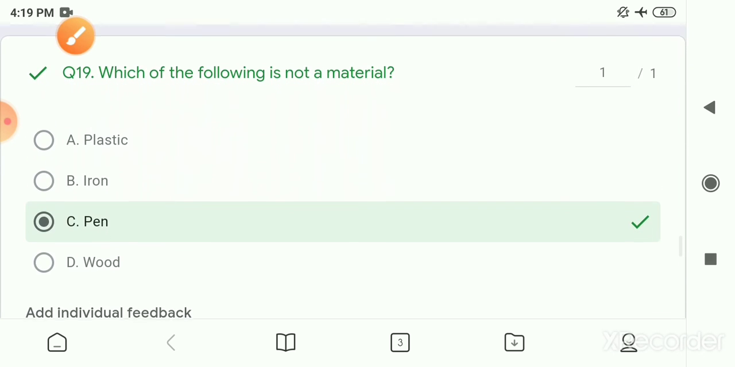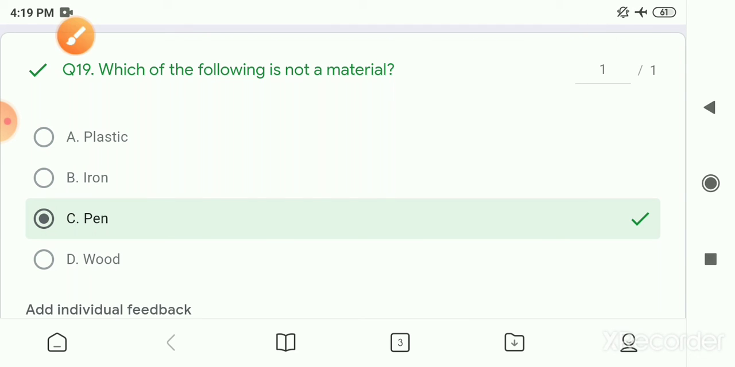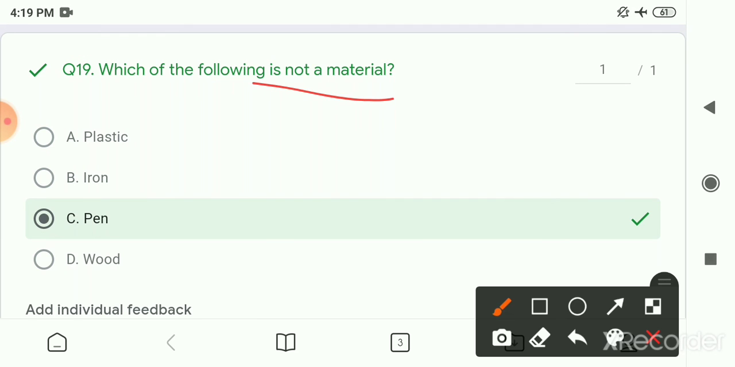Next, 19th number, which of the following is not a material? The options are plastic, iron, pan and wood. So here your answer is option C, that is pan. Pan is not a material but it is an object which we make from any of the materials. So here your answer is option C, that is pan.